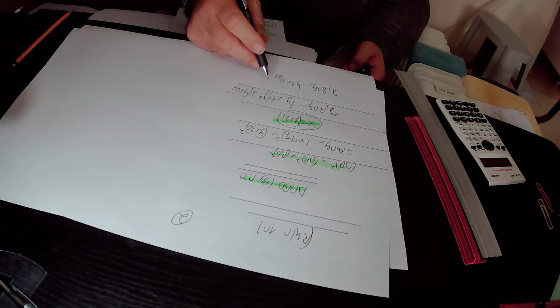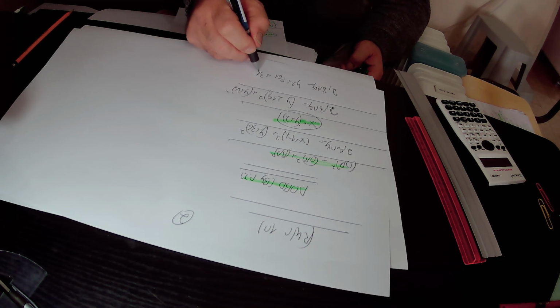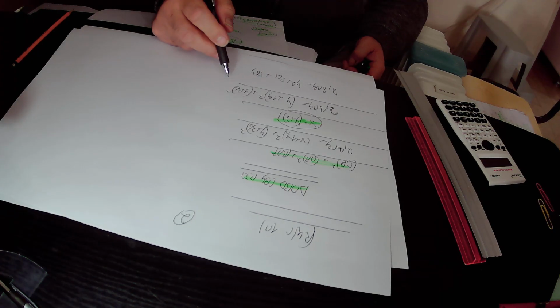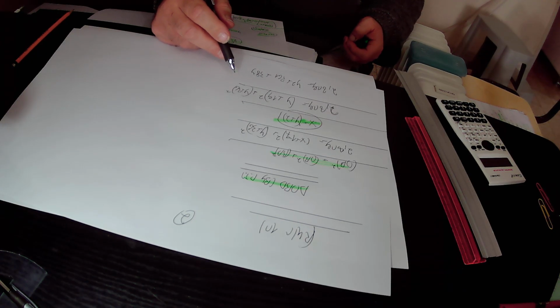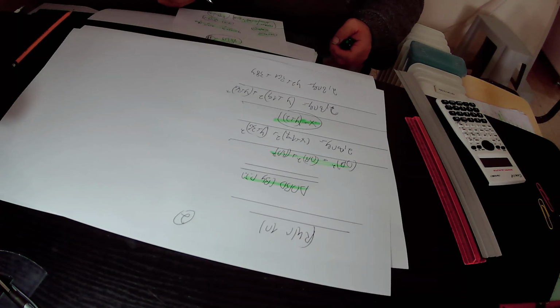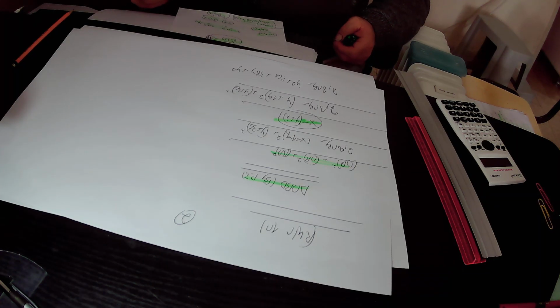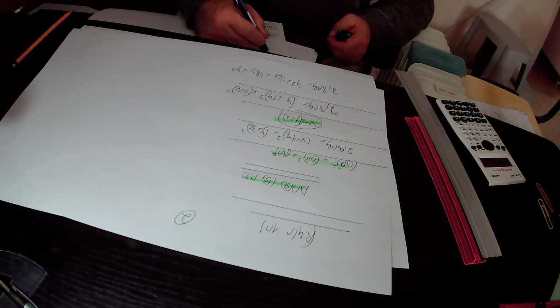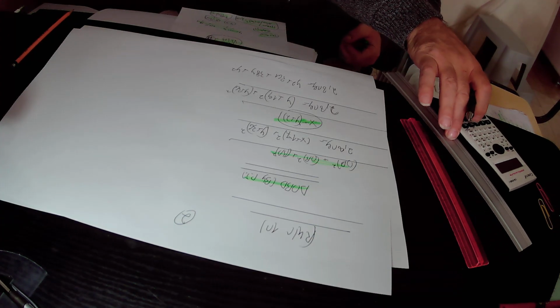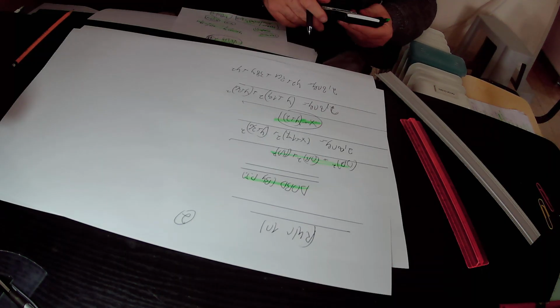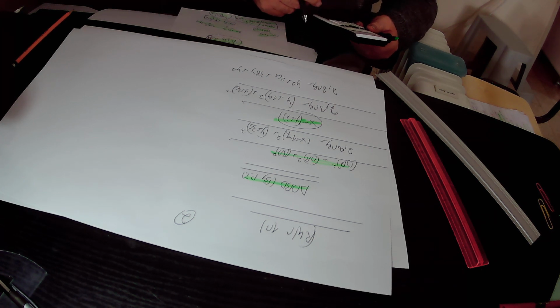Plus 2 times y times 19 is actually plus 38y. And also here, y plus 36 squared equals y squared plus 36 squared, 36 squared equals 1296.